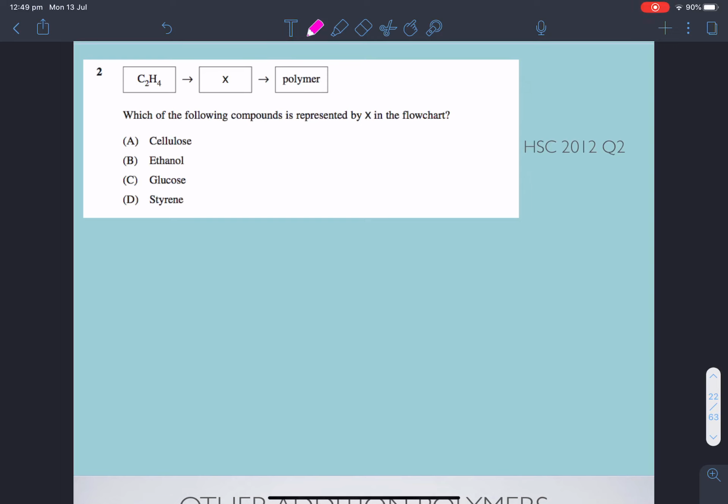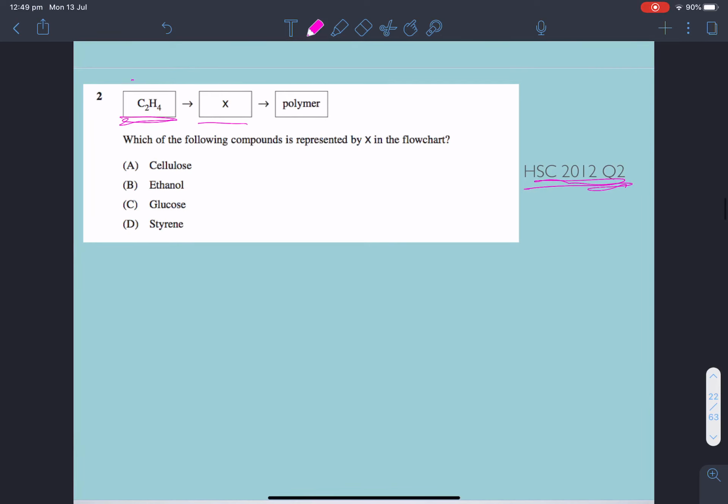So this one's also question 2 from 2012. So very early on in that HSC as well. So easier questions in the multiple choice early on. They in general get harder as they go along, not linearly, but anyway. Which of the following compounds represents the X in the flowchart? So what do we got here? We've got C2H4. That fits the CnH2n. Oh, there must be 2. That must be ethene. That's the only thing it could be. Okay, something happens to ethene and then it makes a polymer.